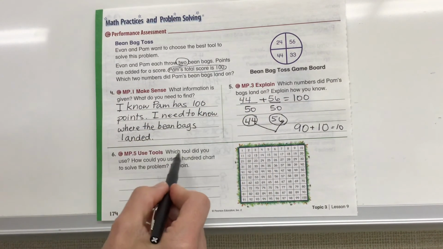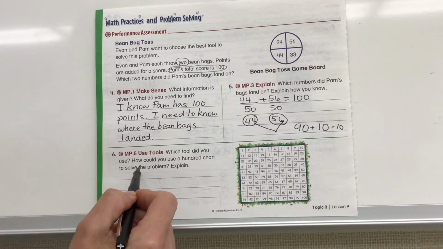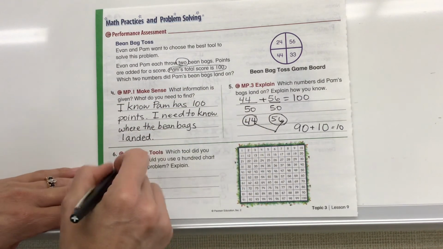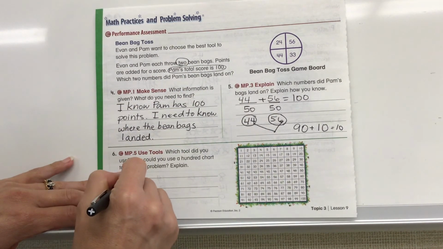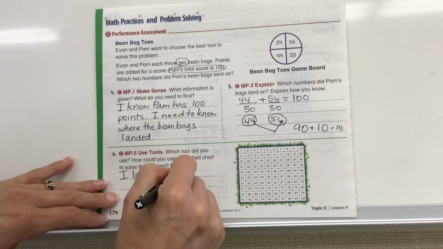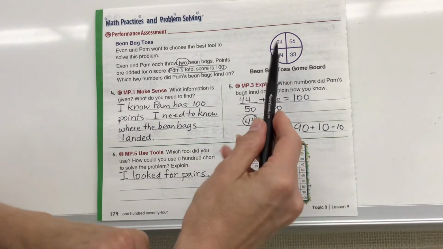It says, which tool did you use? How could you use a 100 chart to solve the problem? So my tool that I used was, I looked for pairs. But if you wanted to use a hundreds chart, you could pick one of these.